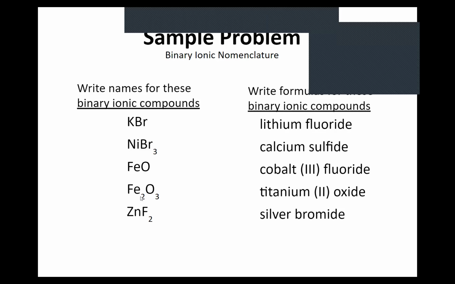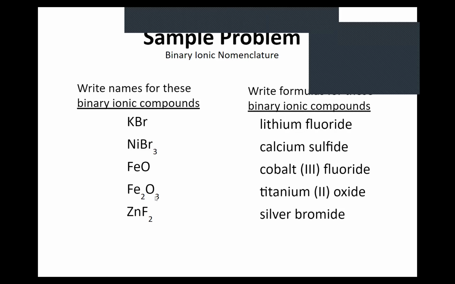Well, if we needed 6 units of positive charge altogether, and it took 2 atoms of iron to provide that, that means that each iron atom was a +3 charge, half of 6. So this compound's name is iron, Roman numeral 3 in parentheses, oxide.